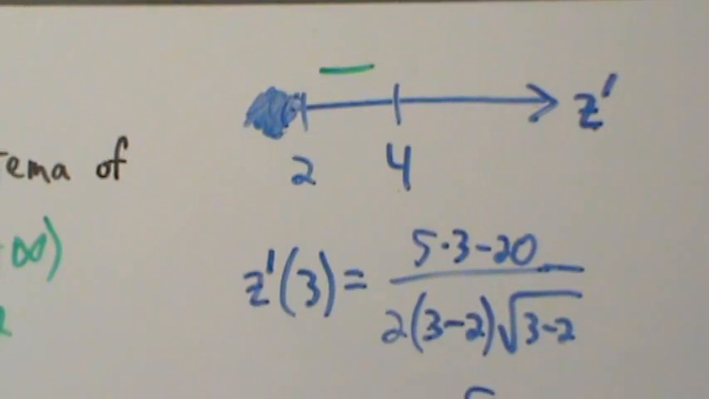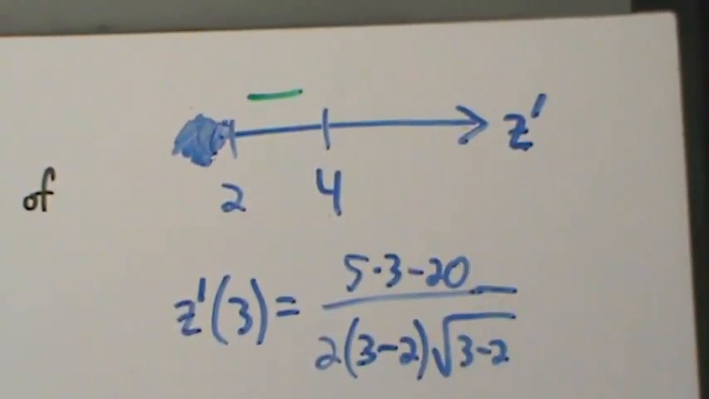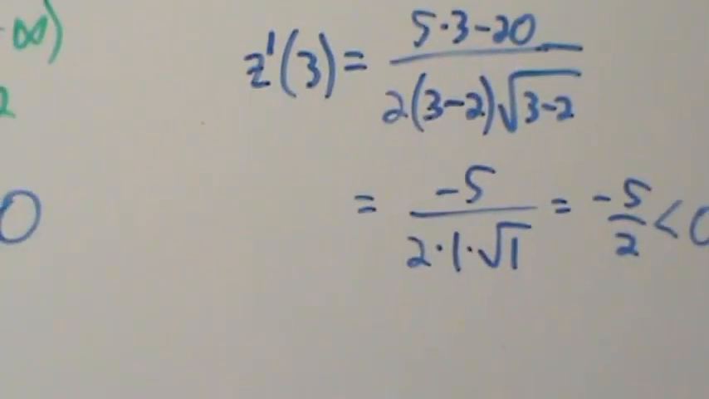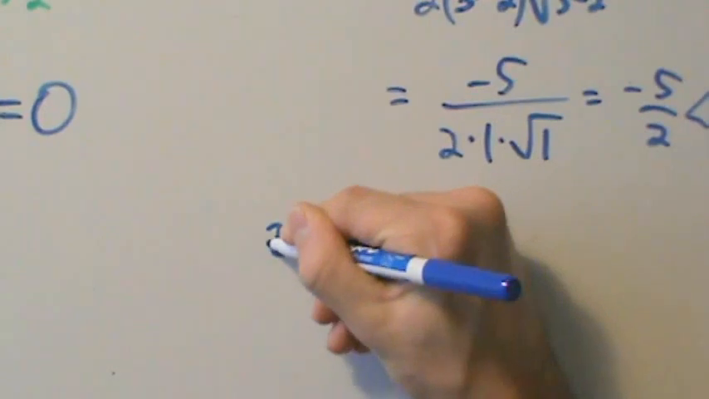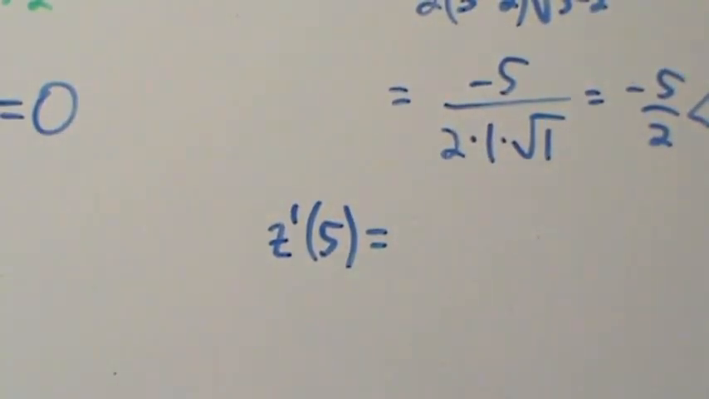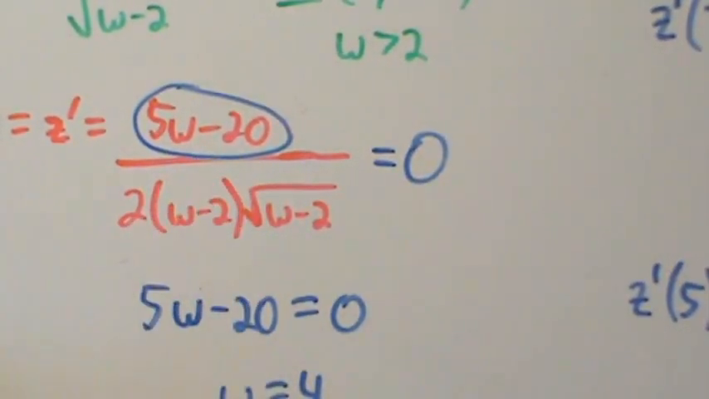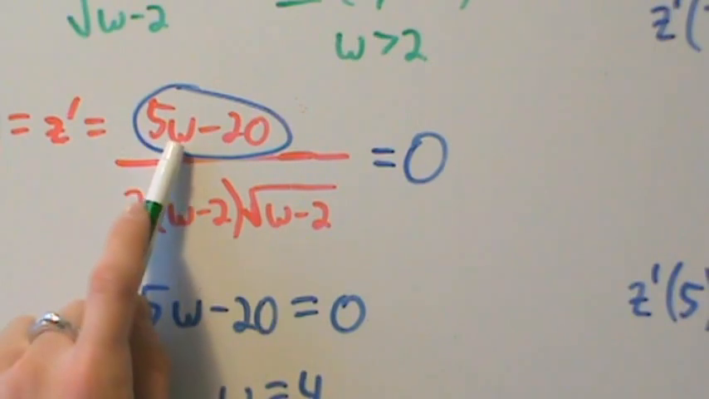All right. Now we're going to do z primed of 5. We're just going to pick 5 from this interval here. Again, it doesn't really matter, we just pick any number from this interval. So let's just pick 5. So z primed of 5 equals, well, let's see. We're going to go back to our derivative here. So it's going to be 5 times 5 minus 20, because w is 5 now.